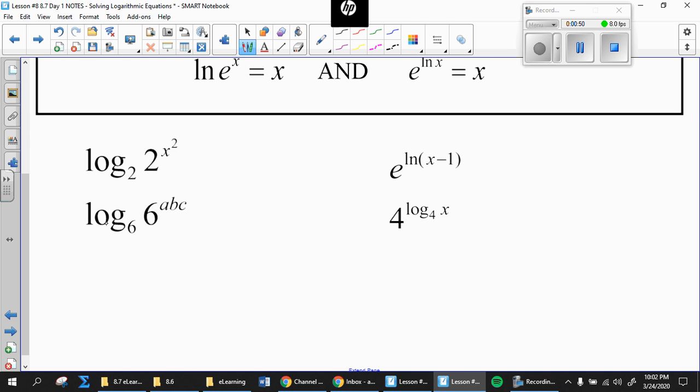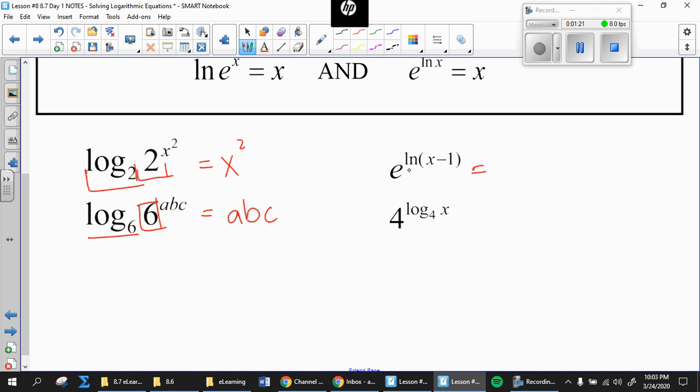So remember, if we look at these examples here, if I take the log base 2 of 2 to the x squared, I have base 2 in my exponential and base 2 in my log. They cancel each other out. It gives us just x squared. Same thing here. Log base 6 of exponential base 6 cancel each other out. Just gives us ABC.